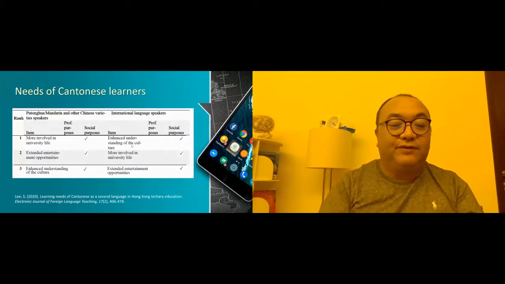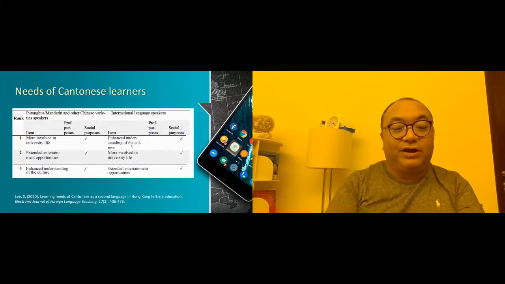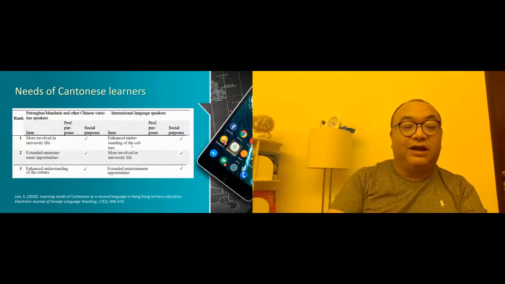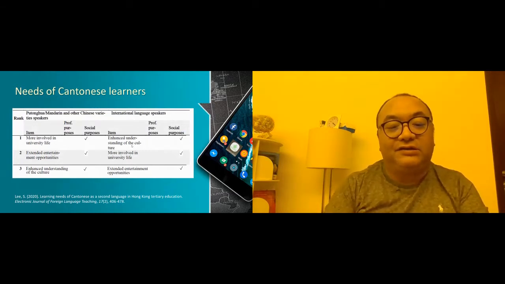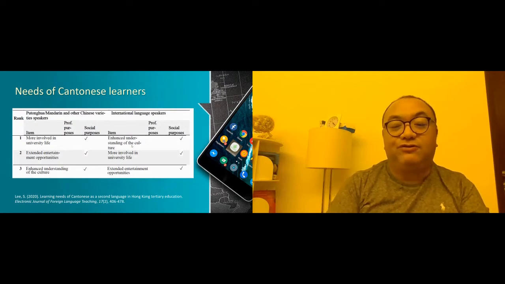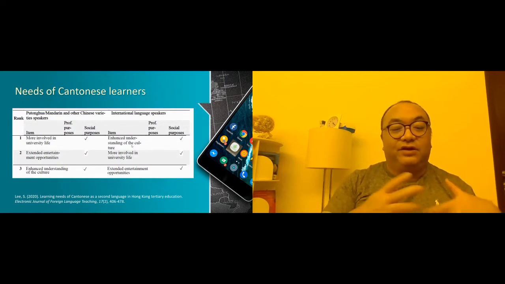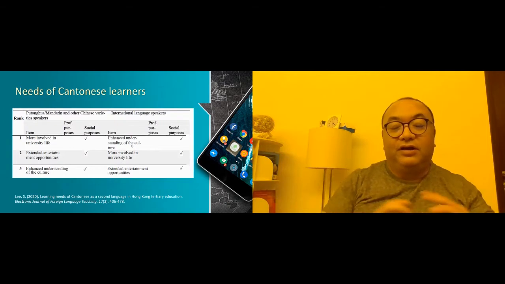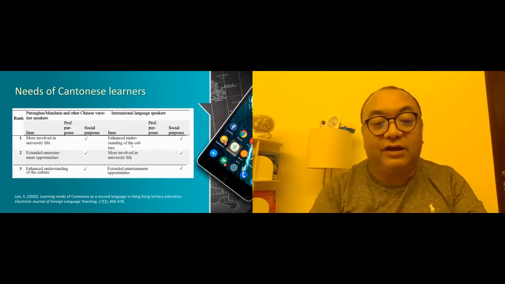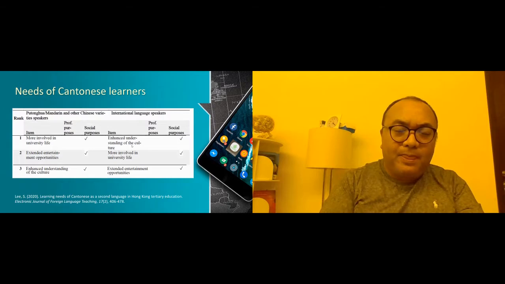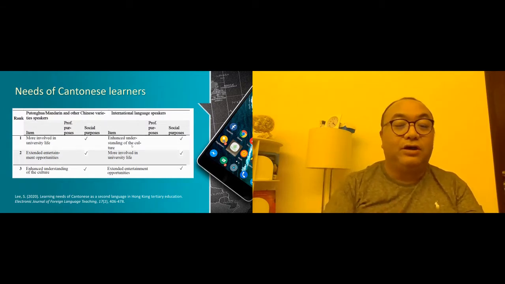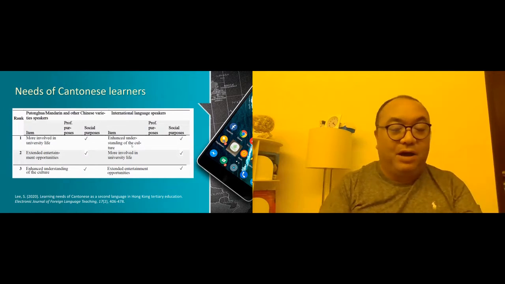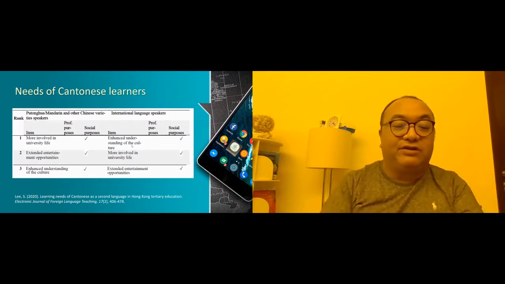And there is another survey done by another scholar called Cedric Lee recently, last year, 2020. It's also about the learning needs of Cantonese as a second language in Hong Kong tertiary education. He did a survey with all the learners. He sent out a survey to learners of Cantonese in Hong Kong's universities, and asked about their views, and also asked them to prioritize the skills or the learning strategies they adopt to learn Cantonese.